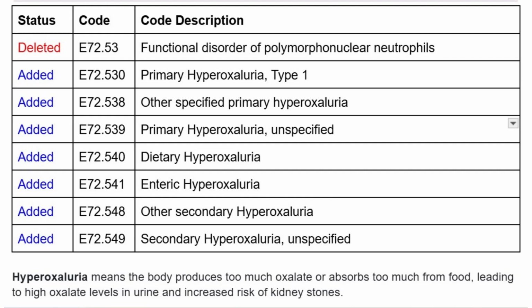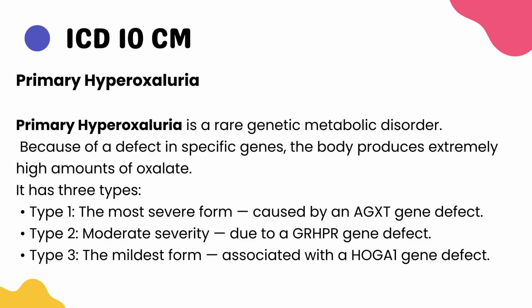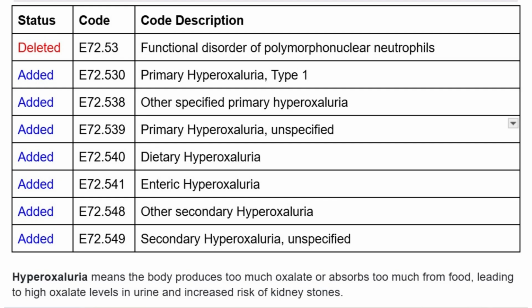Oxalate is a waste product. The body does not need it at all. Primary hyperoxaluria. Primary hyperoxaluria is a rare genetic metabolic disorder. Because of a defect in specific genes, the body produces extremely high amounts of oxalate. So for type 1, the code will be E72.530, Primary hyperoxaluria type 1. For other type, the code will be E72.538, Other specified primary hyperoxaluria.